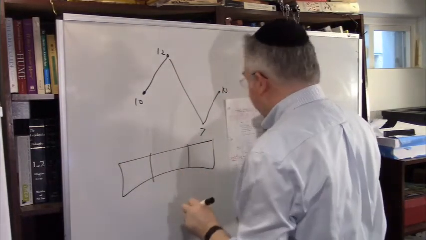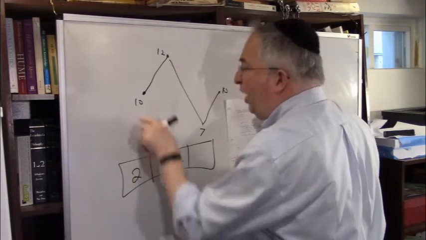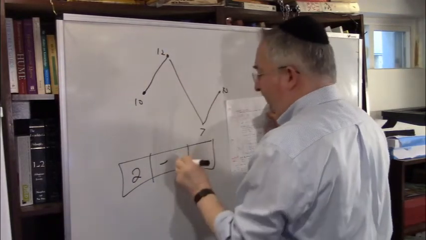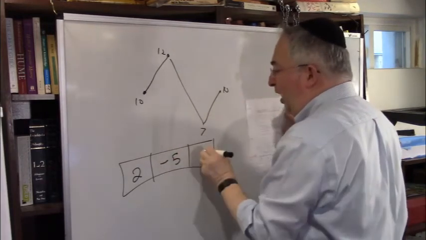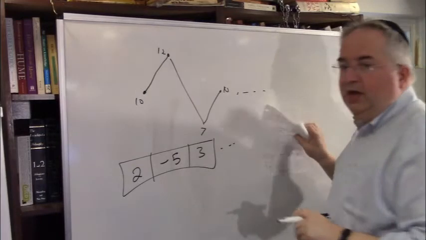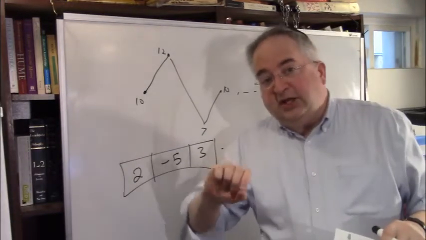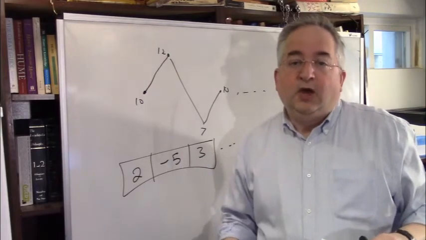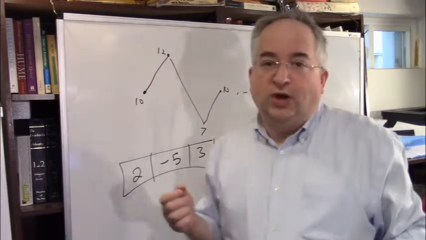Let's change this into an array with a 2. I went up 2. Then I went minus 5. Then I went up 3. Dot, dot, dot. This will go on. So again, rather than looking at the prices, look at the profits and the losses. Okay, great. Now, what do you want? You want to hold on to the stock long enough so that you make the most money.